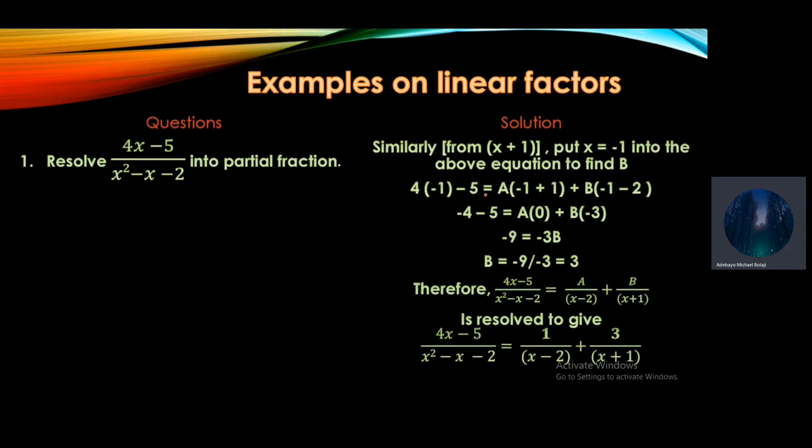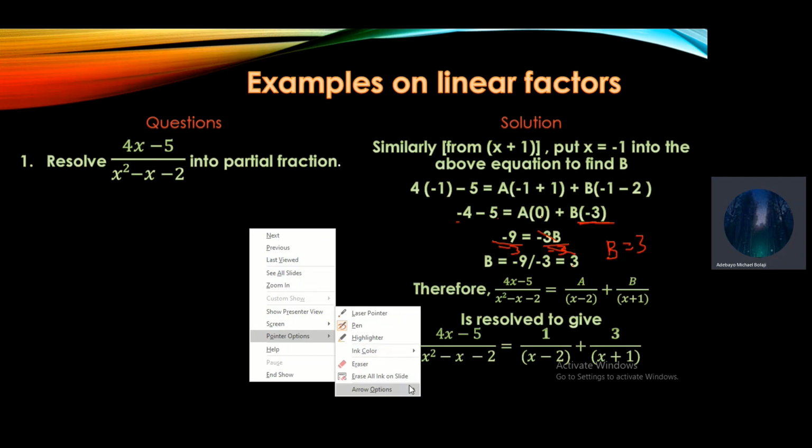So since x is equal to minus 1, in this case, for B, we put minus 1 into our equation. So instead of 4x minus 5, it will be 4 into minus 1 minus 5. Instead of A into x plus 1, it will be minus 1, and here will be minus 1. Now, minus 1 plus 1 will give us 0. Minus 1 minus 2 here will give us minus 3, right? Minus 4 minus 5 will give us minus 9. A times 0 is 0, which goes. B times minus 2 will give us minus 3B. If we divide both sides here by minus 3, minus 3 cancels minus 3. Minus 9 divided by minus 3, minus by minus is plus, 9 divided by 3 is 3. So the value for our B is equal to 3. Do we all understand that?